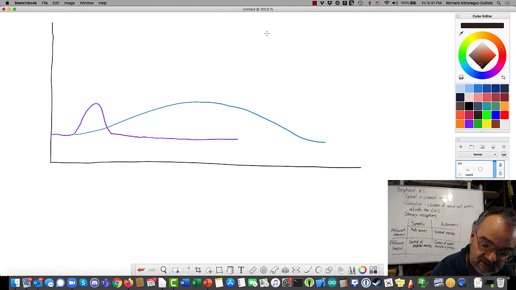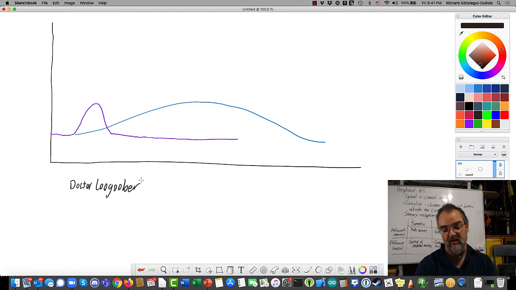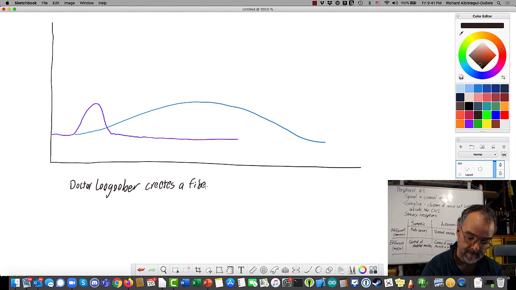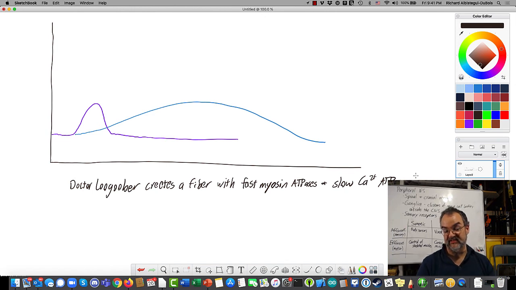But what if Dr. LeGuber, who is a good friend of mine, has this idea? He wants to create a fiber with fast myosin ATPases and slow calcium ATPases. So it's not a fast twitch or a slow twitch fiber. It's got the same myosin as in the fast twitch, but the same calcium pump as in the slow twitch.